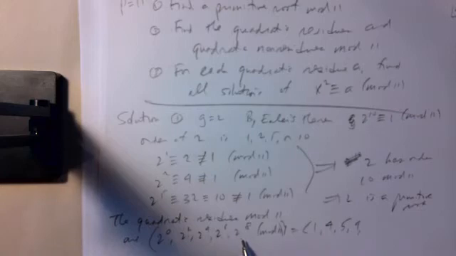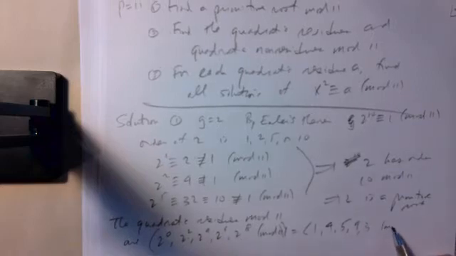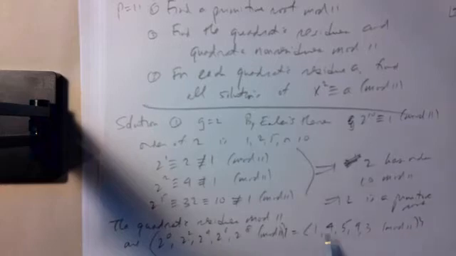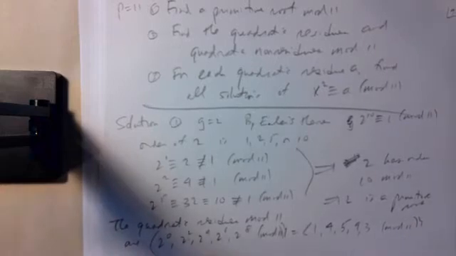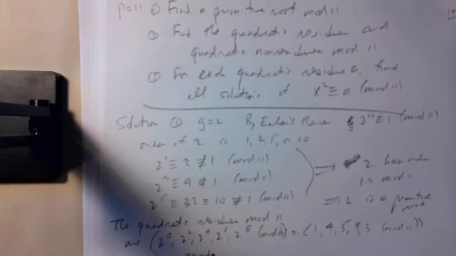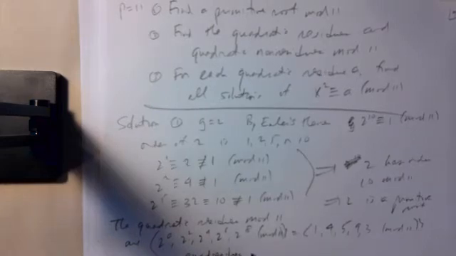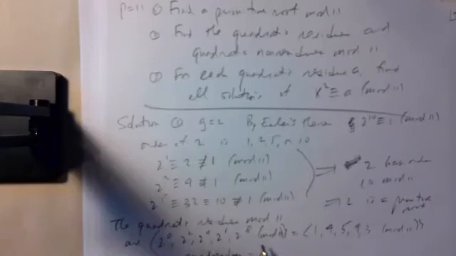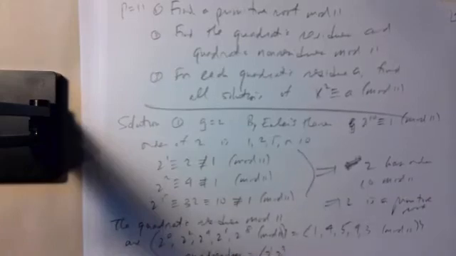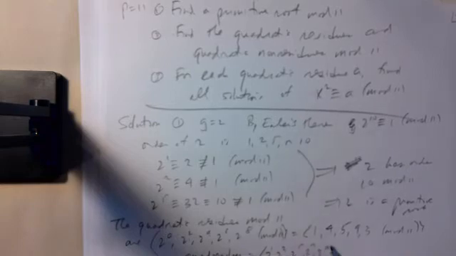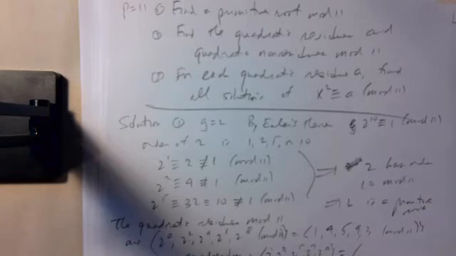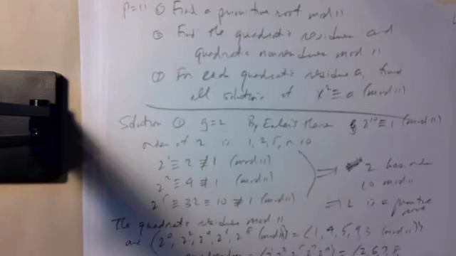2 to the 8th is 256. 256 mod 11 is, I believe, 3. So these are the quadratic residues. And the quadratic non-residues are the odd powers of the primitive root: 2 to the 1st, 2 cubed, 2 to the 5th, 2 to the 7th, 2 to the 9th, which have to be exactly the congruence classes not in this set, which are 2, 6, 7, 8, and 10 mod 11.